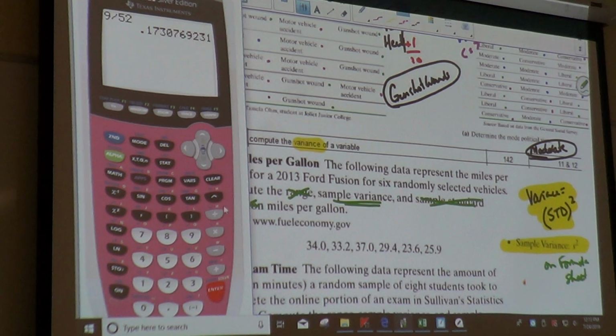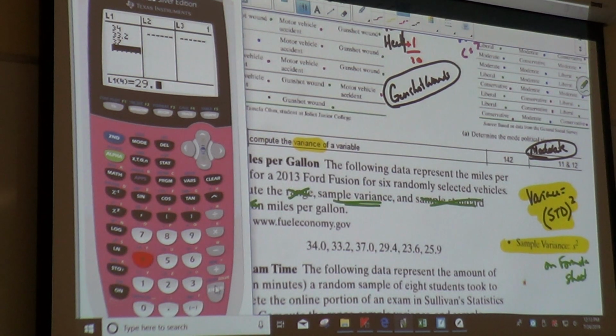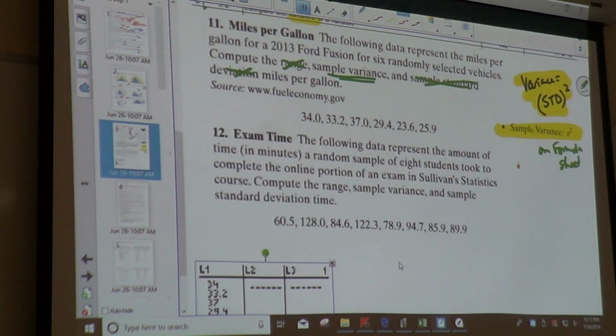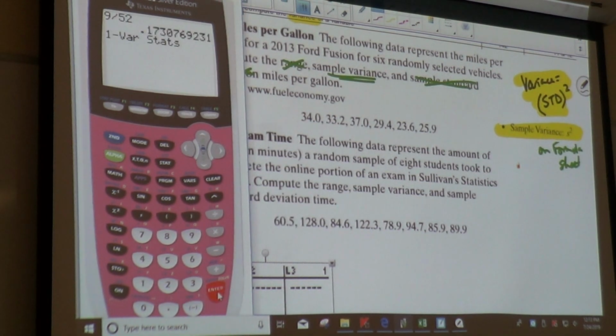Stat edit. So I'm going to do stat edit. Go to the top, clear me out. Number 11, stat, edit, and then what am I going to do? One bar stats. So I'm going to do stat calc, one bar stats.